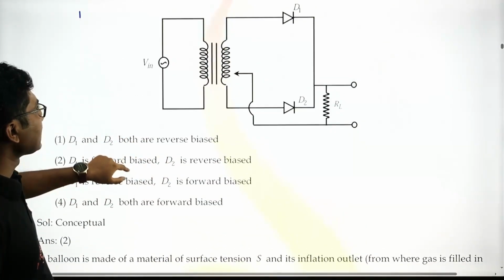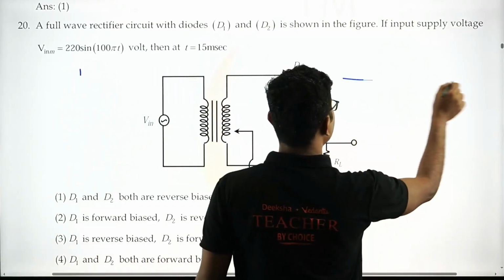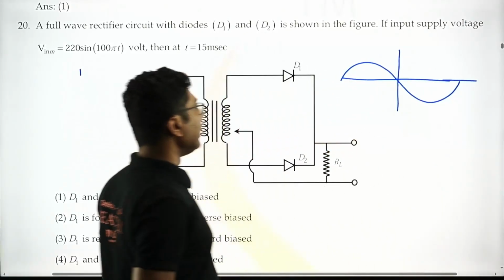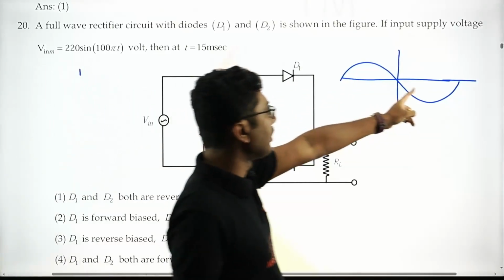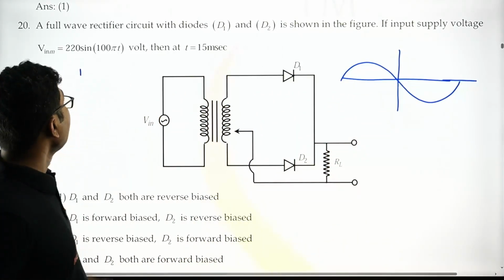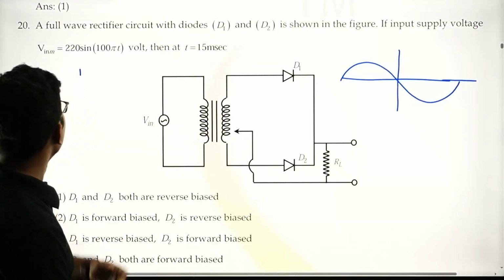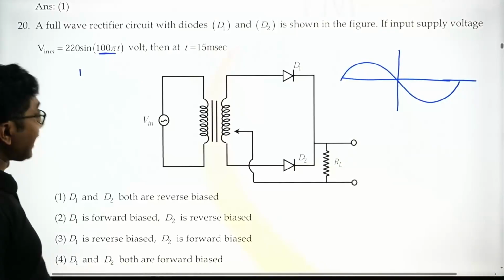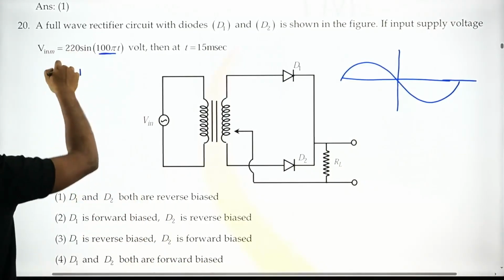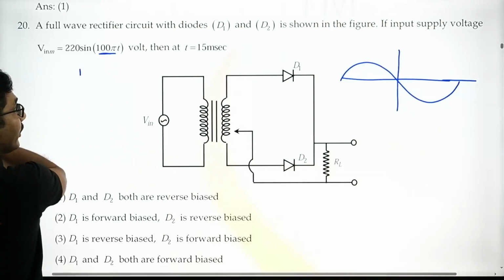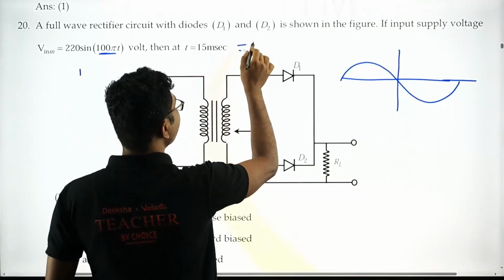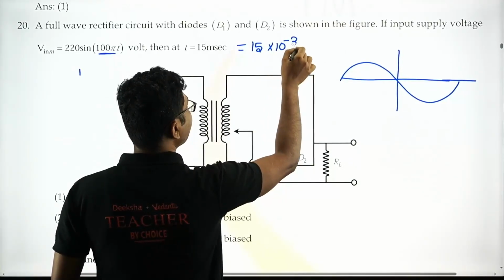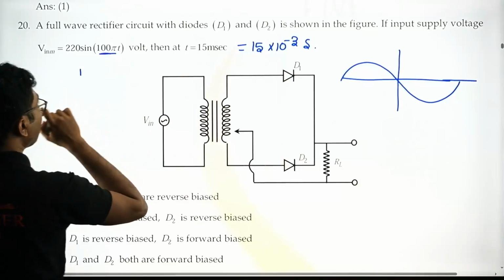Okay, so you have to understand that the wave is like this. Up to this point D1 will be forward biased, and from here on D2 will be forward biased. Here omega is given by 100 pi t, or you can even calculate the sign of this V in. Okay, so that is another way to do it. 15 millisecond means 15 into 10 to the power of minus 3 second.